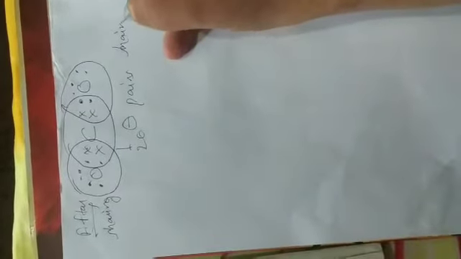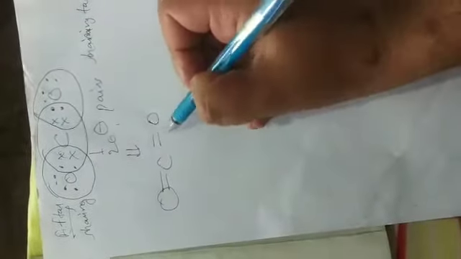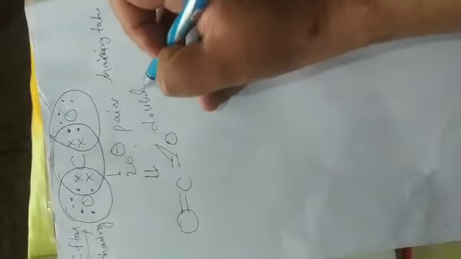In this case, electron sharing takes place in one pair and another pair, 2 pairs of electrons. So it is represented like this. In this case, 2 electron pairs are shared, so this is double bond formation in CO2.